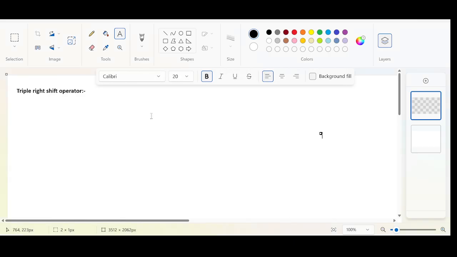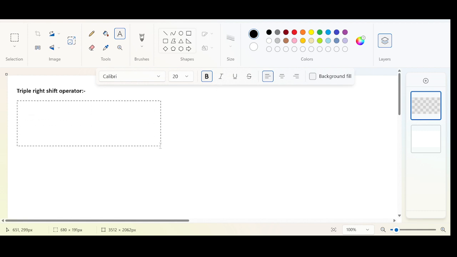So we were discussing bitwise operators. Yesterday, the discussion was going on for the triple right shift operator. To understand this operator, some prerequisites are required, right? Not exactly prerequisites. We use a different data type for this triple right shift operator.